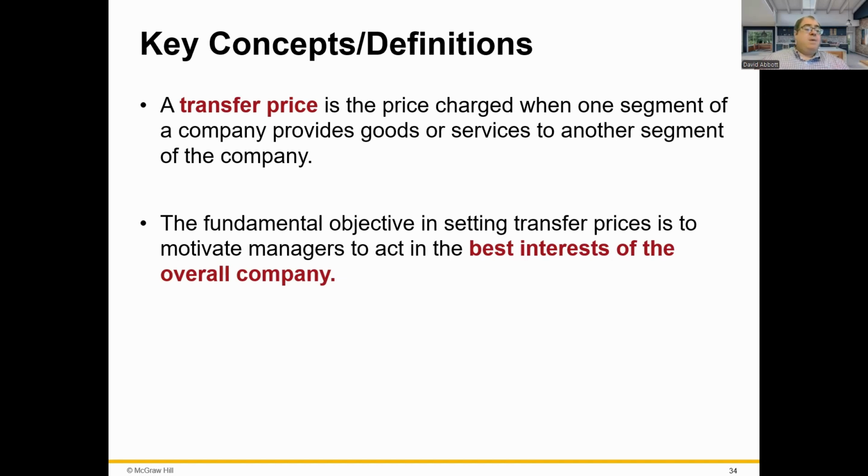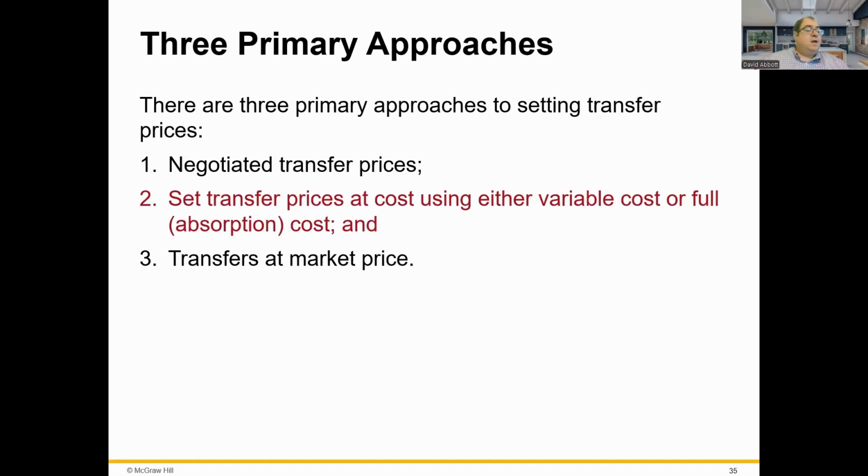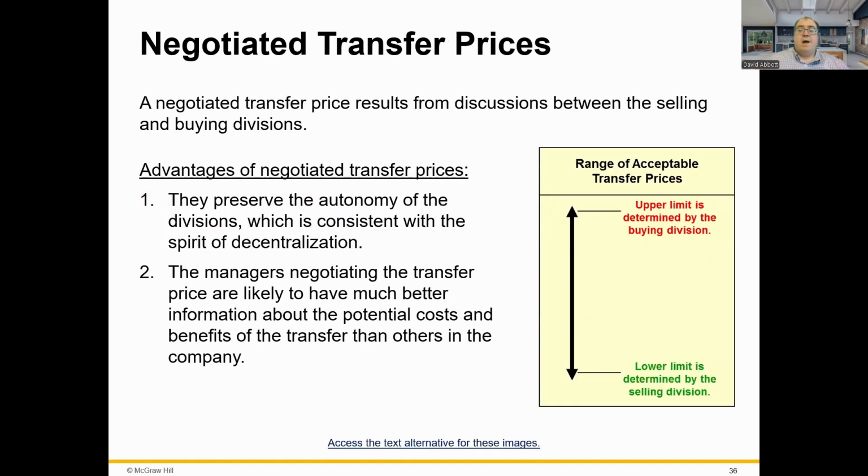So there might be a time where working within your organization is not in your best interest, and it is better to subcontract that out to someone else. So there might be times where that's the case. There are 3 primary approaches to setting up transfer prices, namely negotiated transfer prices, transfers at the cost to the selling division, and then transfers at the market price. And we'll go into what each one of these is about.